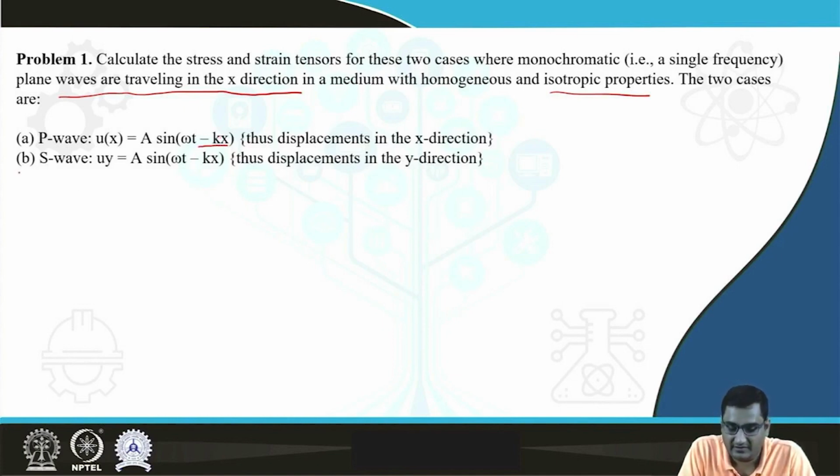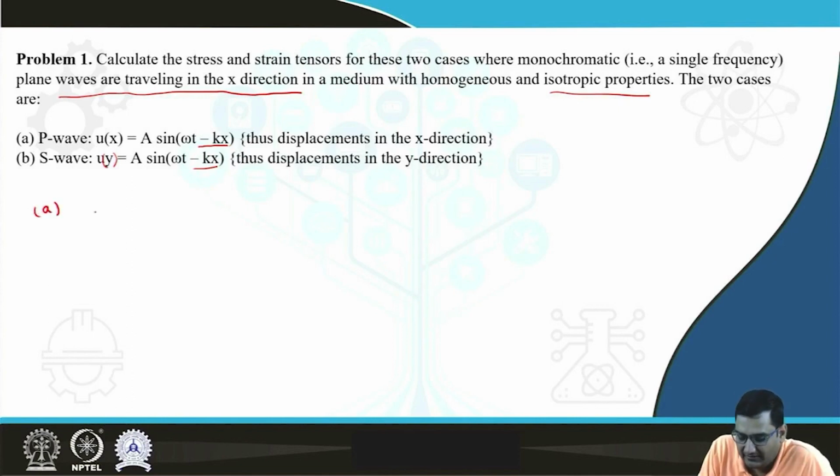And then there is another case for the S wave, where the displacement u as a function of y direction is a sin(omega t minus kx). So you can see the wave is traveling in the x direction but the displacements are in the y direction. We are going to solve this numerical here, and we'll see how the stress and strain tensors for these two cases can be calculated. So let's discuss case number 1 here.